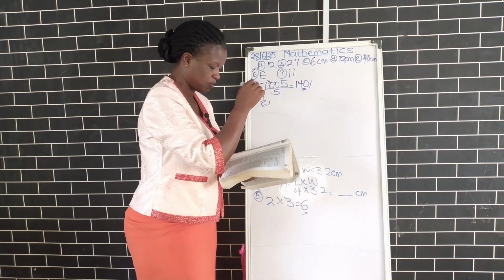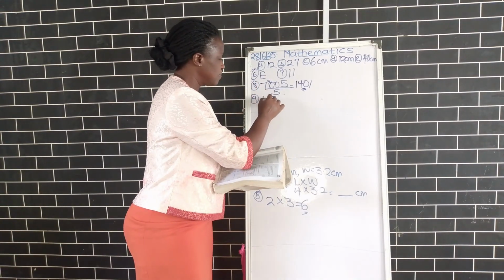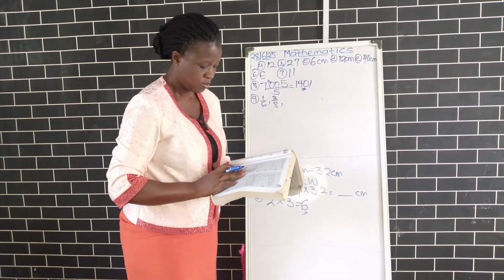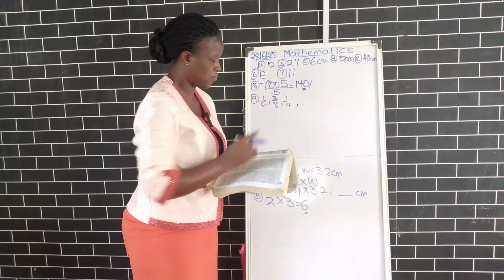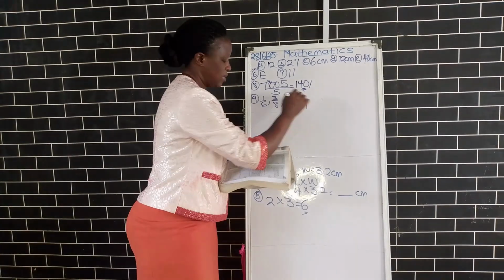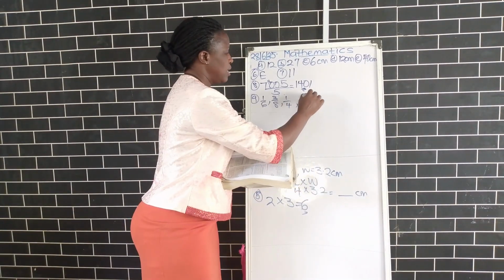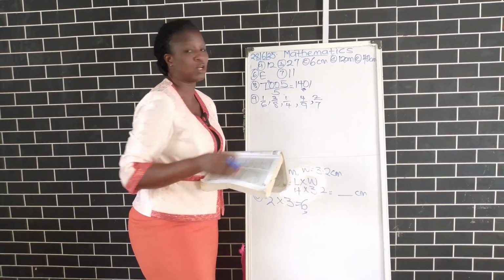1 over 6, 3 over 8, 1 over 4, 4 over 9, and 2 over 7. There are 2 methods to do this.